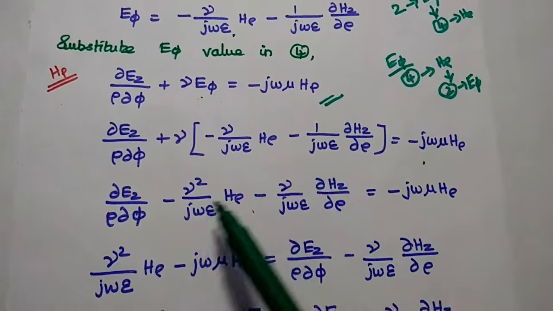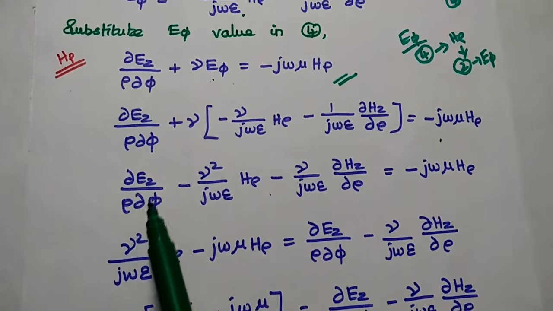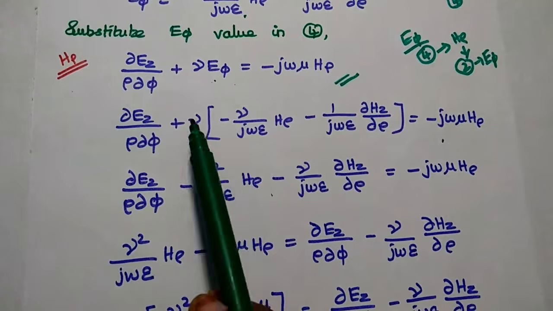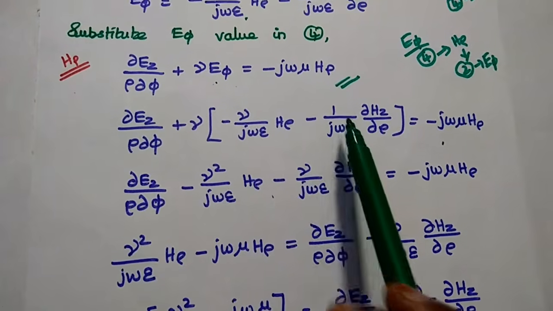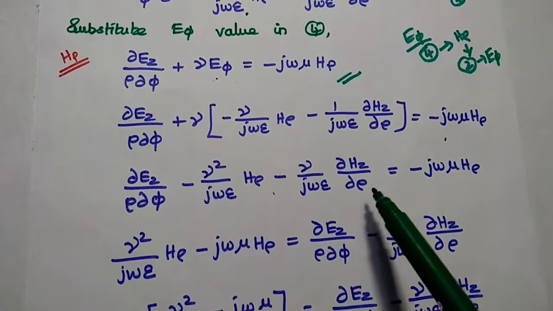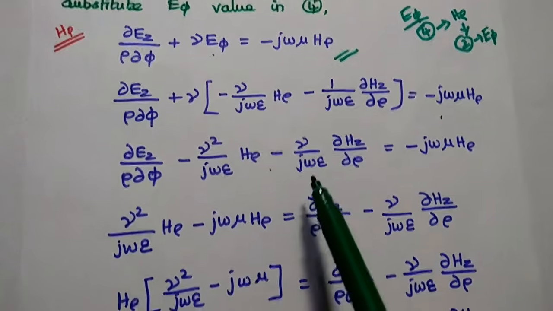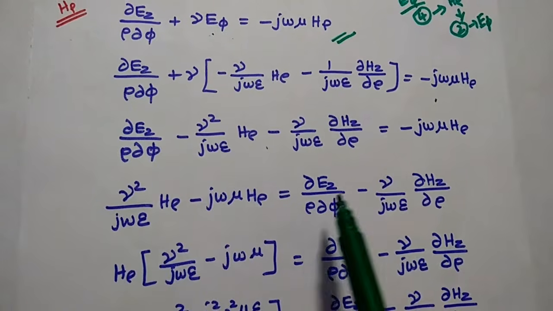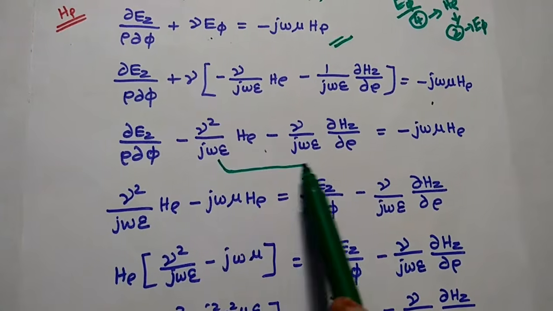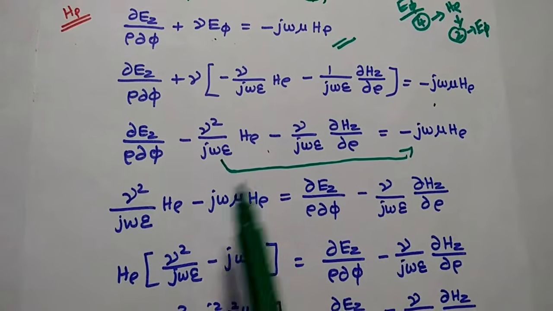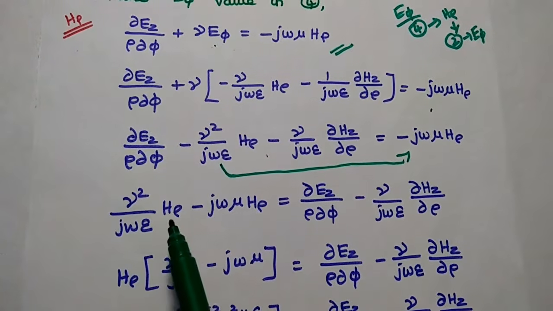So then we have to multiply this ρ inside this bracket. We can get the value like this: ∂Ez/ρ∂φ - γ²/(jωε) Hρ - γ/(jωε) ∂Hz/∂ρ is equal to -jωμHρ. So in the next step, we are going to keep Hρ on one side. For that, we can move this term to this side as a plus. So we can get plus γ²/(jωε) Hρ.